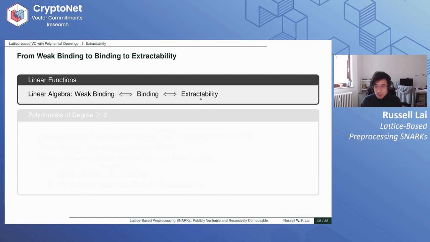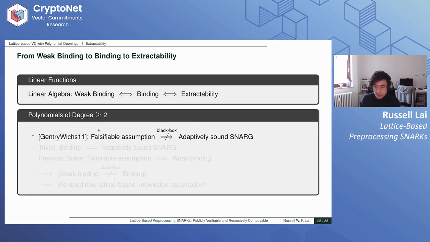So then to upgrade this weak binding notion to extractability, the first question that we ask ourselves is, can we do this in a black box way? In fact, for linear functions, we can show pretty easily, using linear algebra, that the three notions of binding are actually equivalent. However, for nonlinear functions, especially for polynomials of degree at least two, there is actually a black box separation.